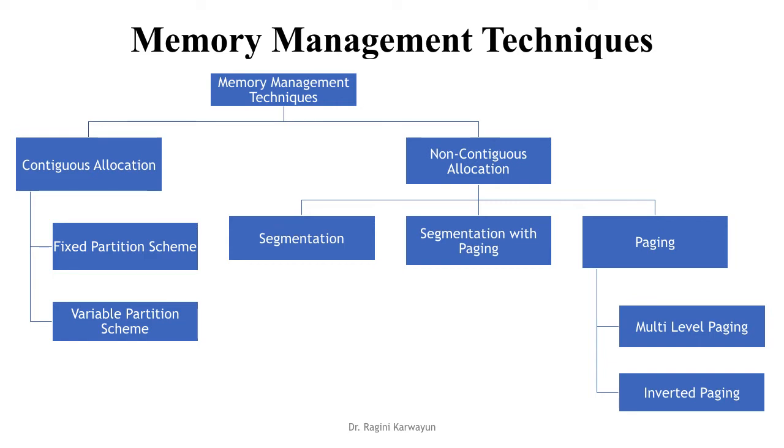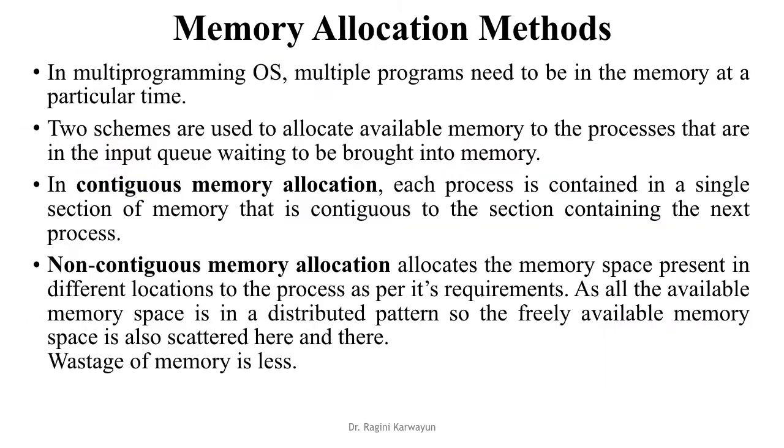If a process requires 100K, it will get 100K. If a process requires 500K, it will get 500K. Whereas in fixed partition scheme, if there is a partition of 600K size and there is a process of 500K, then the 600K partition will be allocated to this process. So we will be discussing contiguous allocation schemes in this lecture.